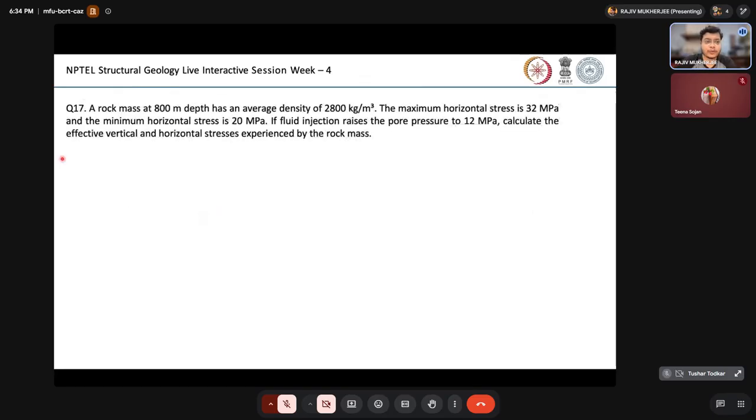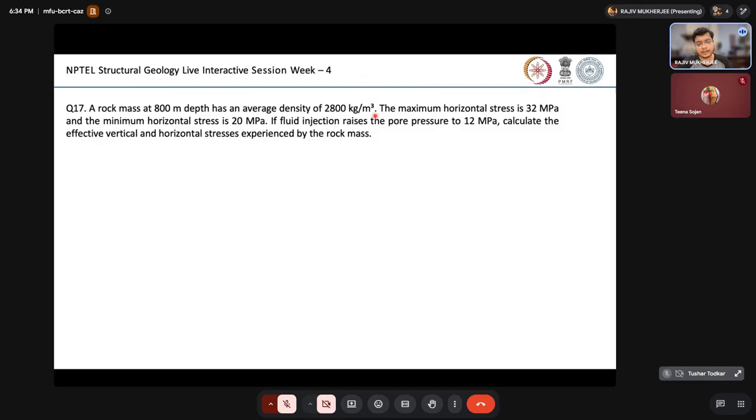Okay, so another question. A rock mass at 800 meters depth has an average density of 2800 kg per meter cube. The maximum horizontal stress is 32 megapascal and the minimum horizontal stress is 20 megapascal. If fluid injection raised the pore pressure to 12 megapascal, calculate the effective vertical and horizontal stresses experienced by the rock mass. Right, so you need to calculate the effective stress.